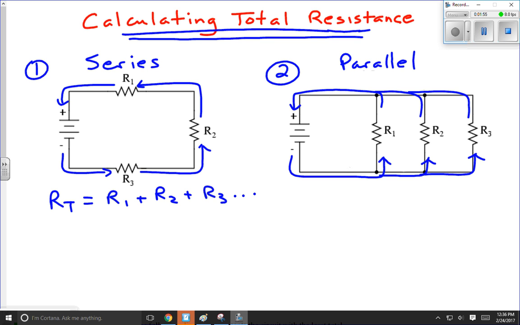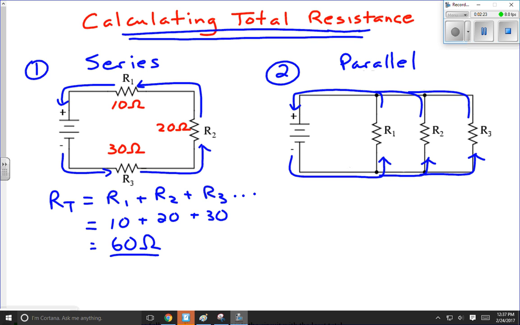So let me just put some numbers on this. Let's say we have 10 ohms for R1, 20 ohms for R2, and 30 ohms for R3, just making those up. So when I want to calculate my total resistance, I just simply add them all together. 10 plus 20 plus 30 is equal to 60 ohms. And that's all there is to it, to calculate total resistance in a series circuit.